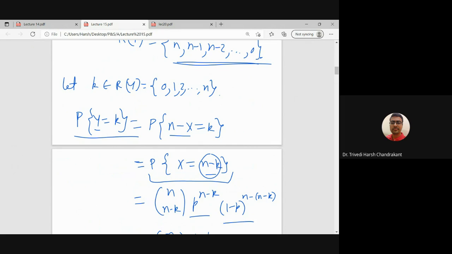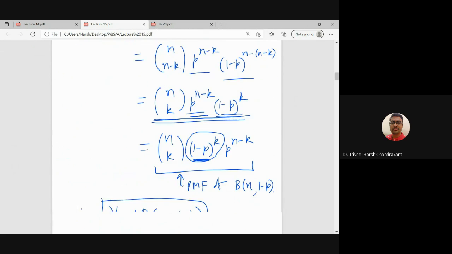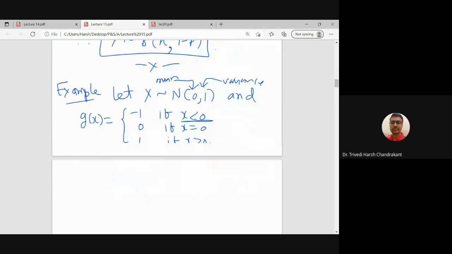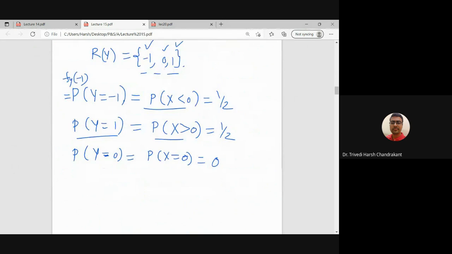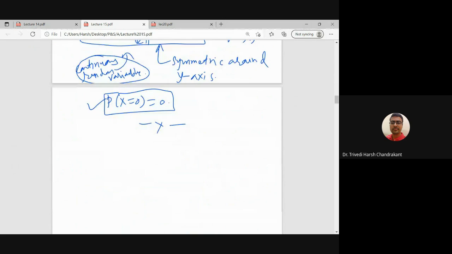So in general, is there any simple method which we can use to find the PMF of the composite random variable? Let us discuss that shortcut method.